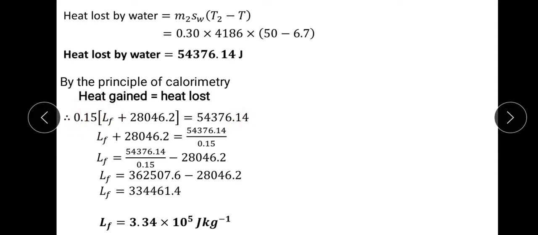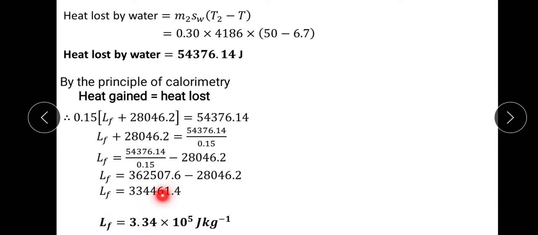So take this 0.15 to the denominator and take this term to the right hand side. So we get LF is equal to this minus of this. And when you divide this, you will get this much. And this is written as it is. After subtracting these two, you will get 334461.4.